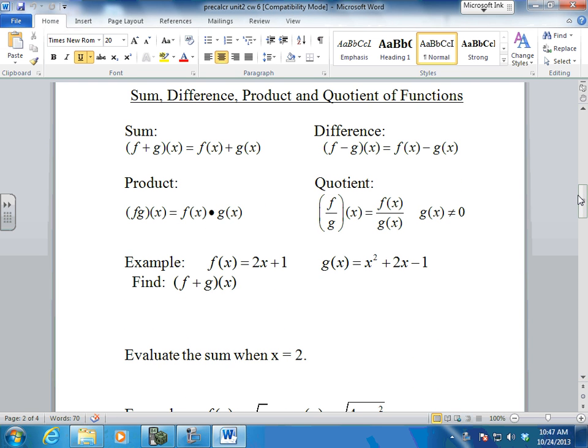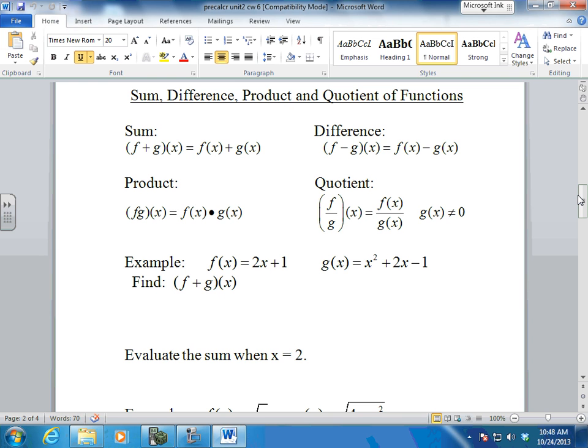I gave you these notes as well so that it would be a little bit easier for us to walk through them. Basically, you're saying just this. F plus g at x means take the f function and add it to the g function. For the difference, subtract the f function minus the g function. You have to be careful on this minus. If it's more than one term, you have to put parentheses around it, and we'll take a look at that.